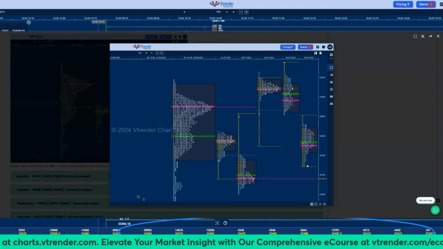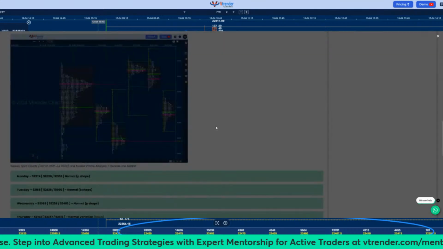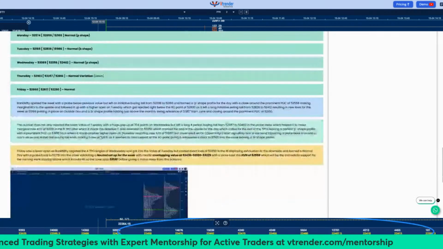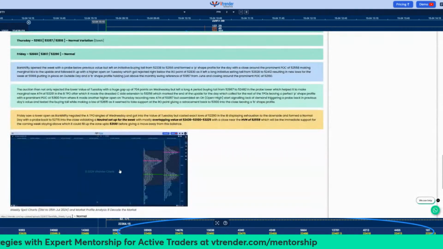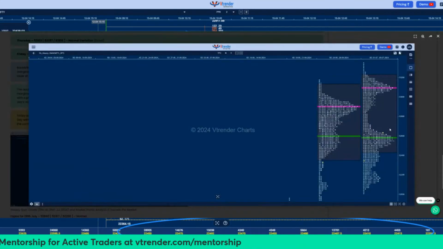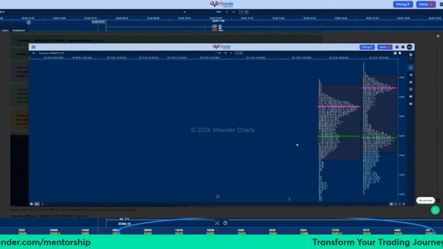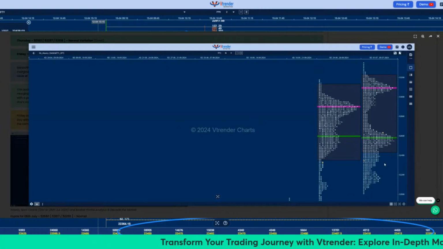So Bank Nifty was full of normal profiles last week. Almost all of them were normal profiles except for this 4th of July. And that was telling us that the range extension has not been successful on either side. So if we see the weekly profile, what we got on Bank Nifty was a neutral profile with value completely overlapping the previous week's value. But what this neutral profile also looks like is a double distribution profile.